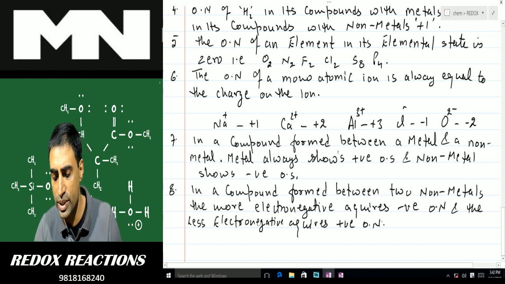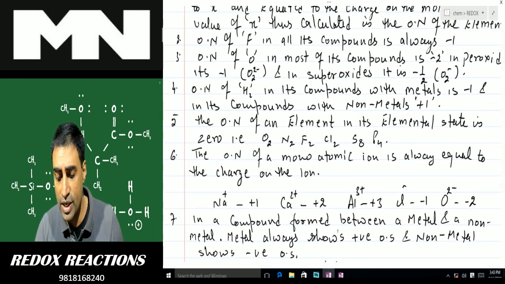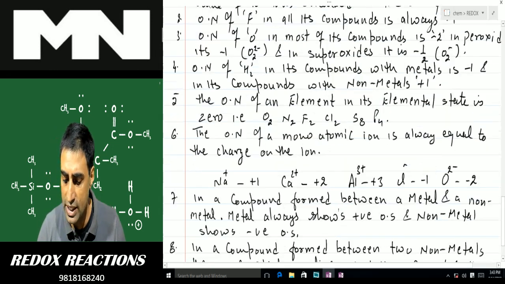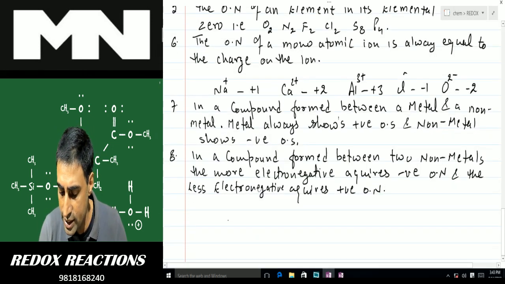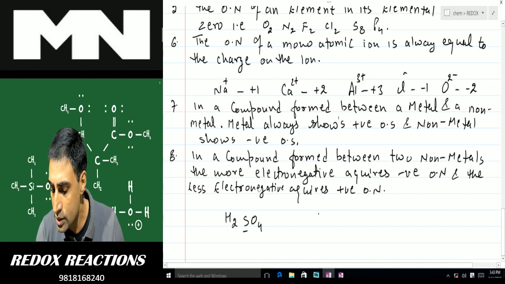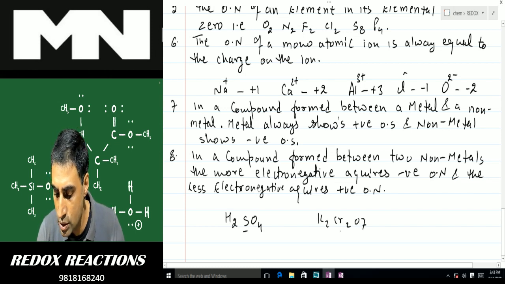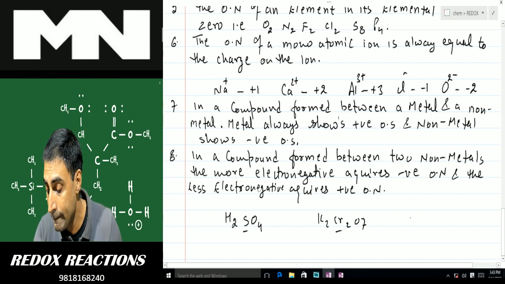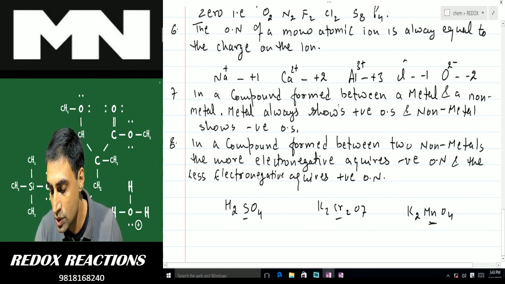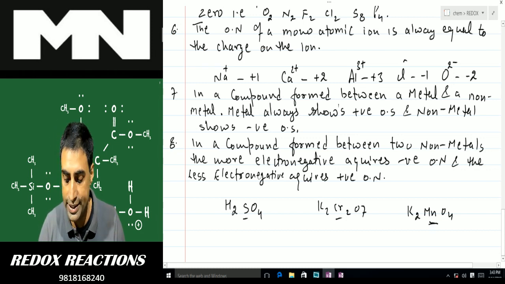Although these rules give you a perception that there are so many rules for calculating oxidation number, they are very easy rules. If you practice them, if you calculate the oxidation number of 2-3 molecules, you'll get acquainted with these rules. I'll give you some examples. Suppose I had to calculate the oxidation number of sulfur in H2SO4, then chromium in K2Cr2O7, then manganese in K2MnO4. Suppose these are the elements whose oxidation number I have to calculate.